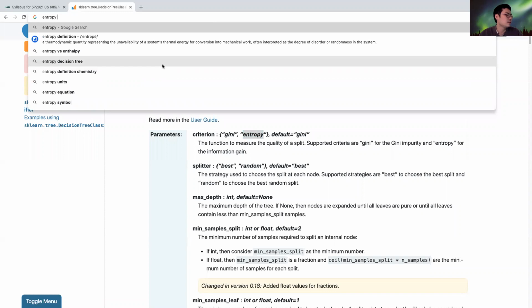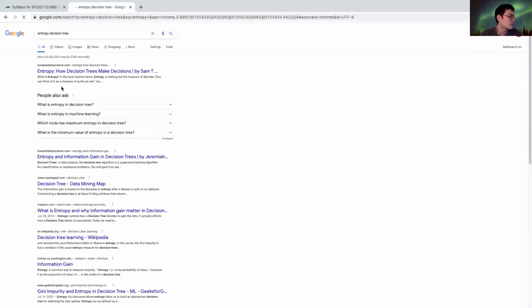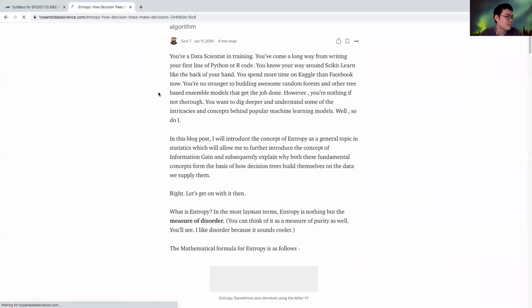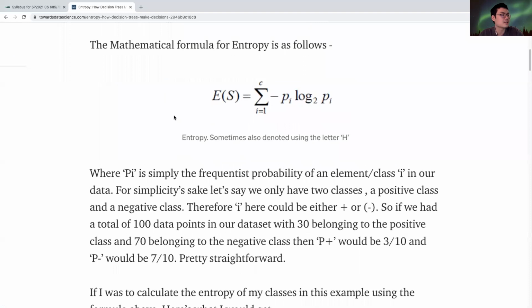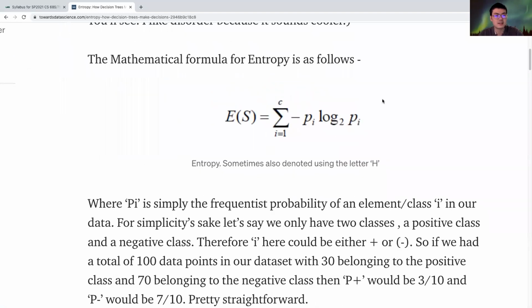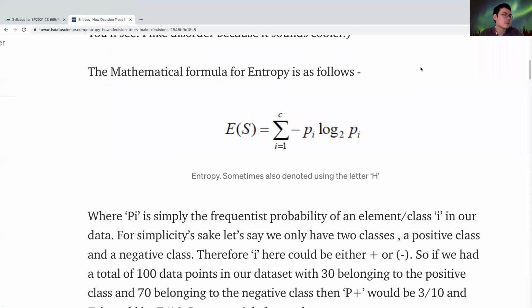Decision tree. Let's look at some post from Towards Data Science. I hope they let me read it. Okay, so entropy is defined like this. Let's consider our previous example.